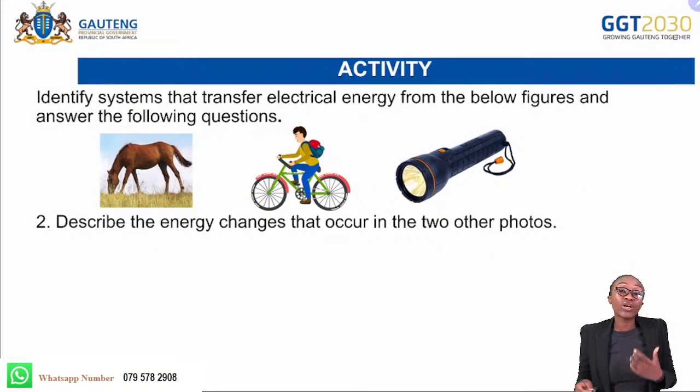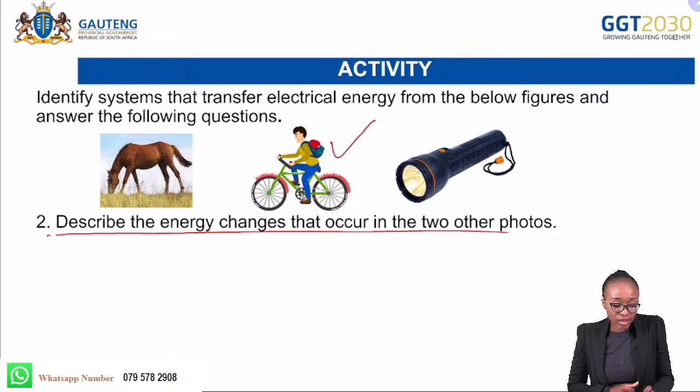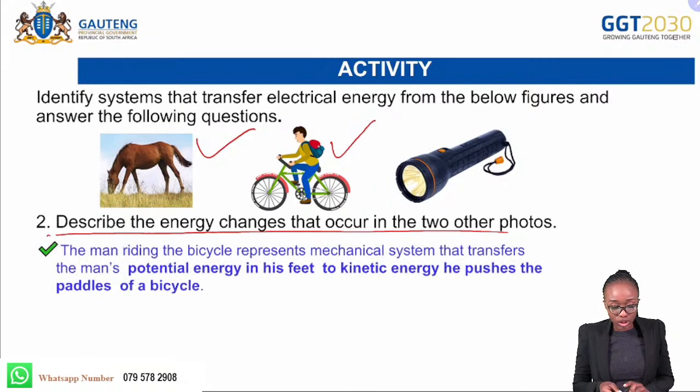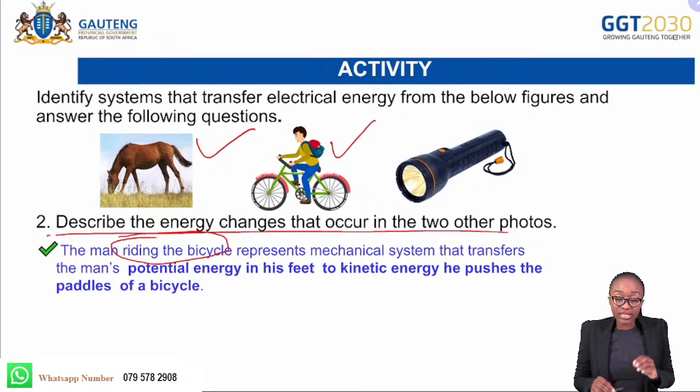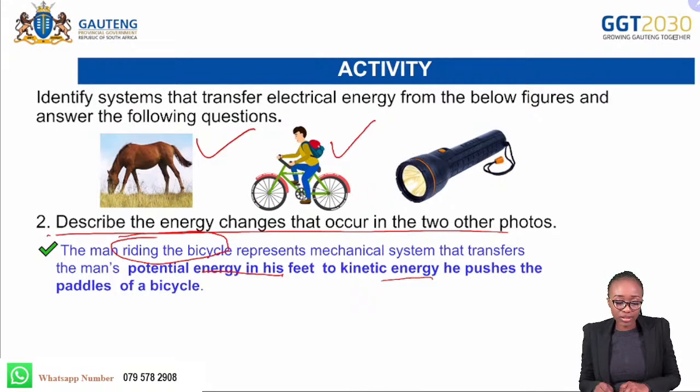Let's look at question number 2. Describe the energy changes that occur in the two other photos. So we've got the man on the bicycle and the horse. The man that is riding the bicycle represents a mechanical system that transfers a man's potential energy in his feet to kinetic energy, pushing the pedals of the bicycle.